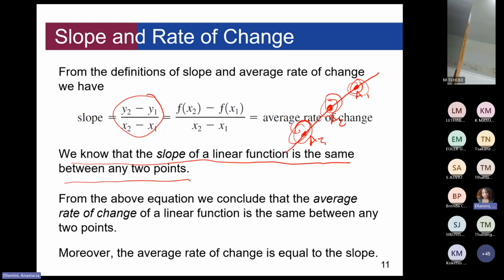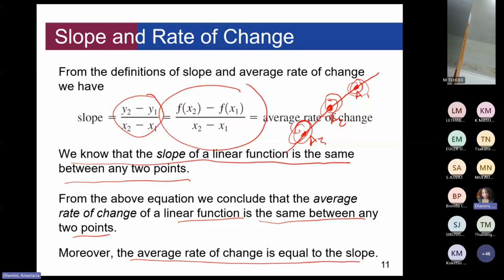In conclusion, we say the average rate of change of any 2 points on a straight line will remain constant. So they're saying from the above equation, we conclude that the average rate of change of a linear function is the same between any 2 points. Moreover, the average rate of change is equal to the slope. They're just repeating this part here.